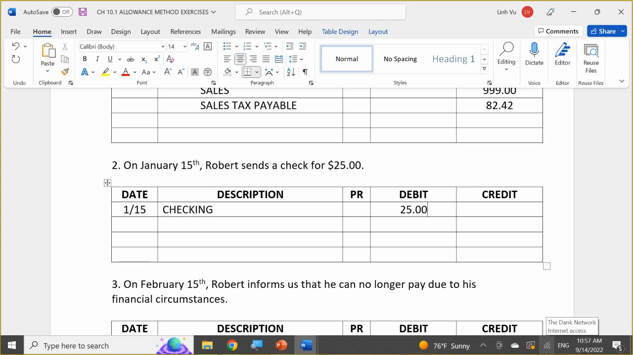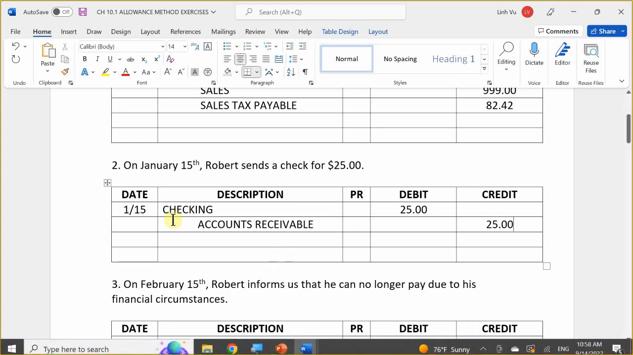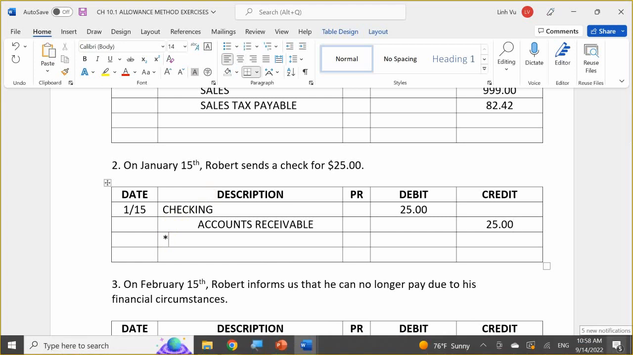Okay, and then accounts receivable, 25 credit. Yep, because he's paying for a portion of what he owes, $25. Okay, and then of course I'm also gonna make a note here. I think I'm supposed to put a description there.